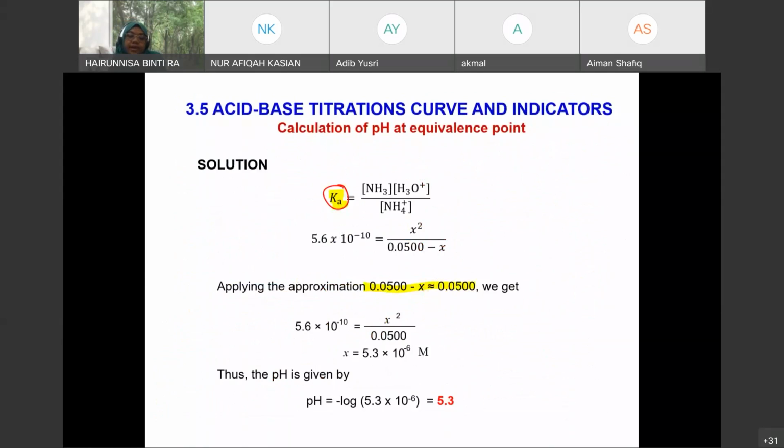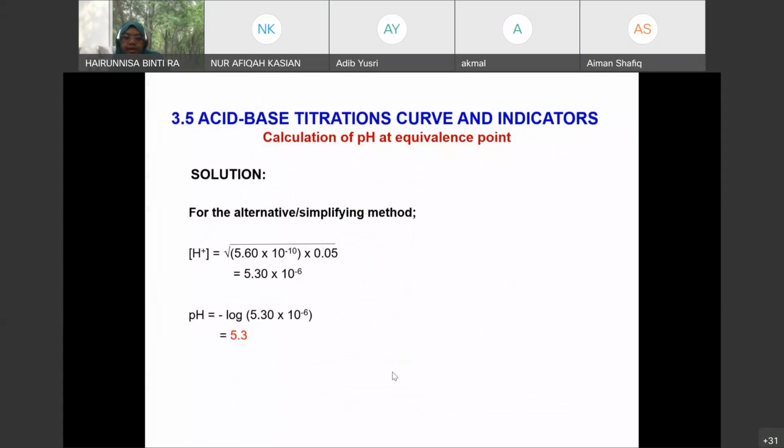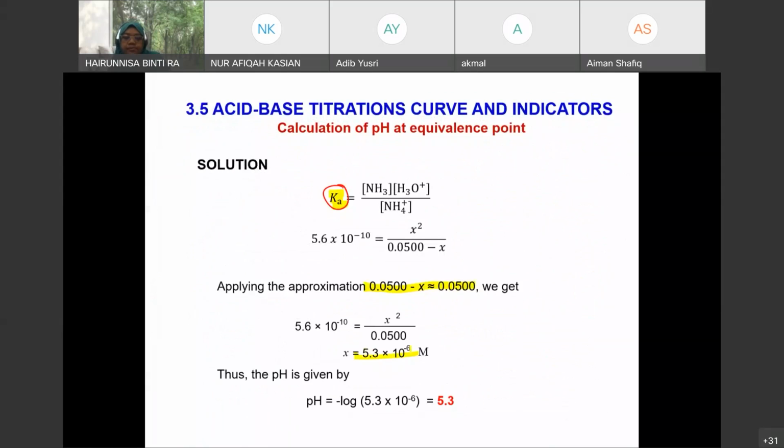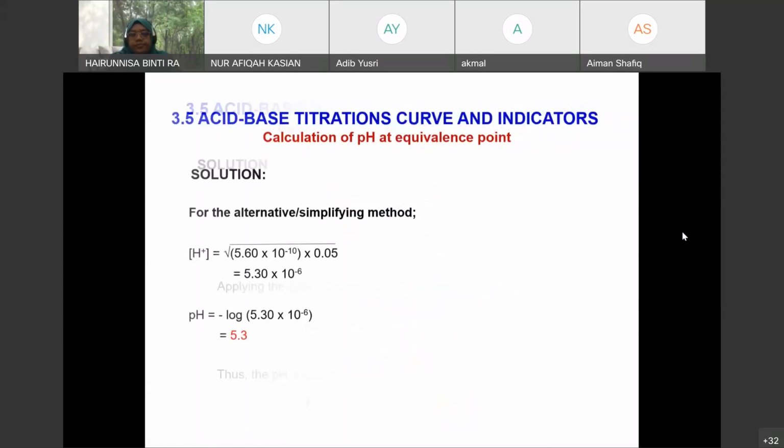0.05 minus x is equivalent to 0.05. So, you can find value of x. Okay. And then the pH is given by ni lah, sebab kebetulan dia H3O plus, so you akan terus cari pH. Then, kalau x you adalah OH minus, so you kena cari pOH dululah. Ataupun you boleh guna simplifying method. Okay, bila you nak guna simplifying method ni?